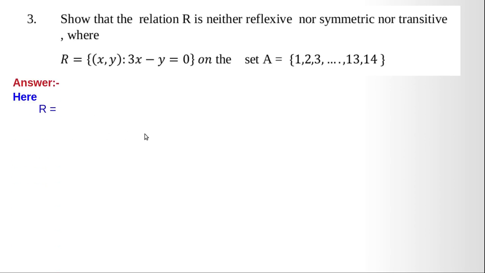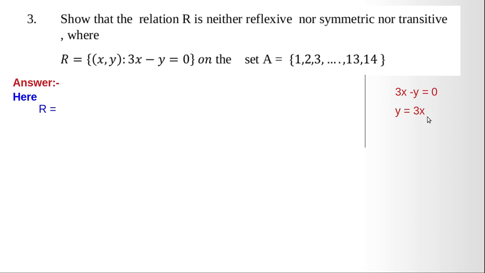For that, what is the relation here? 3x minus y equal to 0. We can write y equal to 3x also. We can give x is equal to 1, 2, 3 up to 14, but a condition is there: y must belong to A. Let me give x is equal to 1 at first.